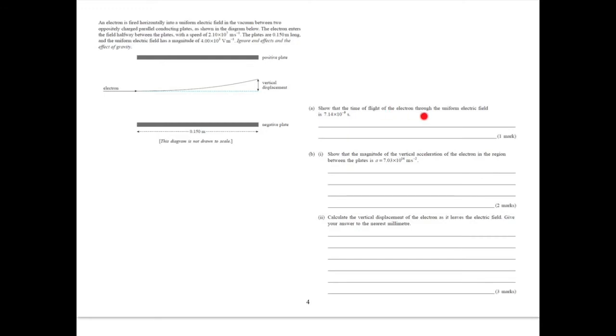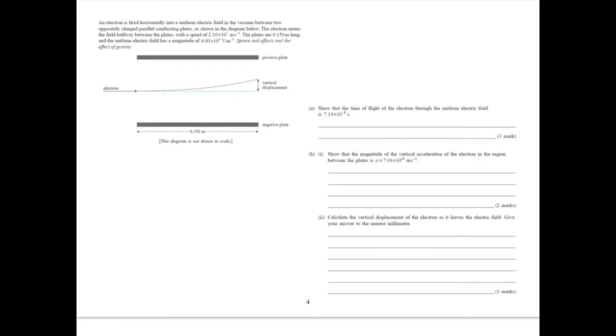Show that the time of flight of the electron through the uniform electric field is 7.14 times 10 to the minus 9 seconds. Once again, it's part A, so it's a show that, so if you can't work this out, you can still do the later parts of the question.